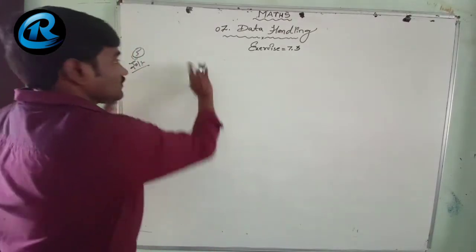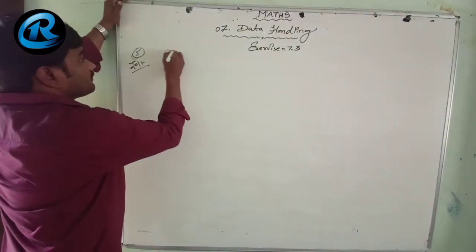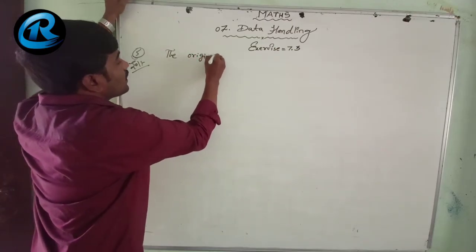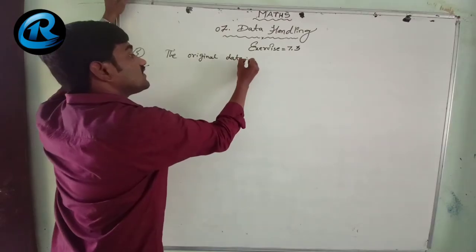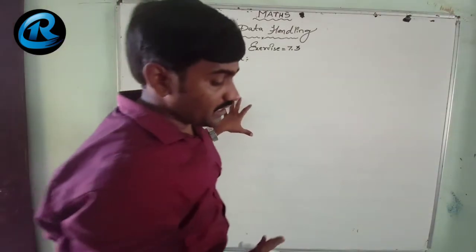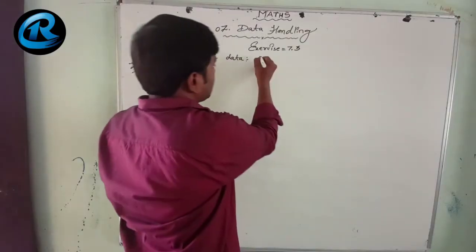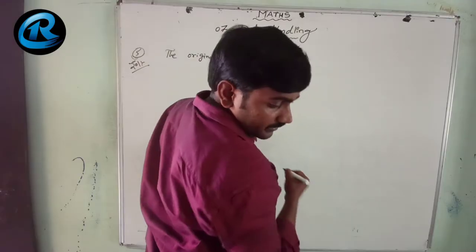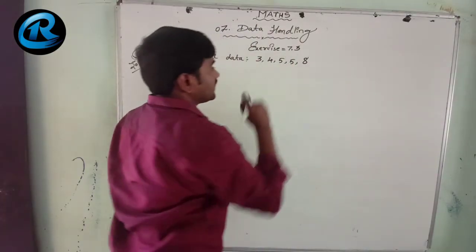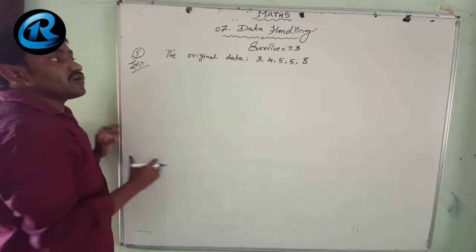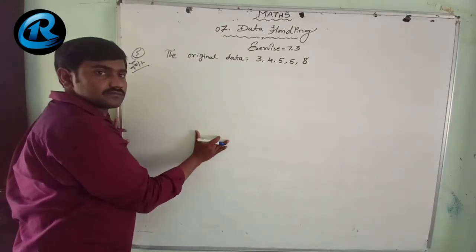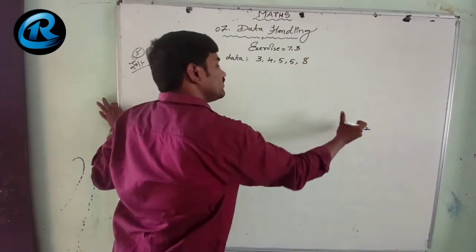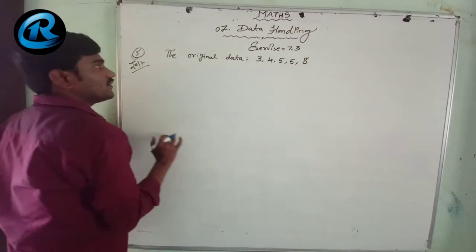Okay, first of all, the original data, the first given data, is 3 comma 4 comma 5 comma 5 comma 8. This is the original data. There are 5 observations. Now we will find out the mean, median and mode of this, and then we will add 4 more numbers. Then the mean, median and mode will change. So accordingly we will find out the answer.